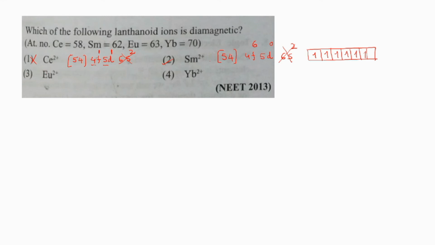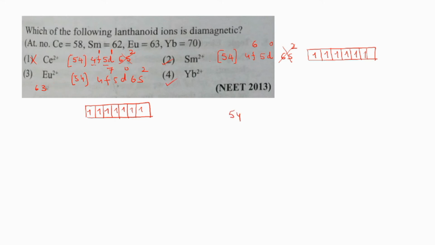What about europium? So that electronic configuration will be 54, then 4f, 5d and 6s. 2 electrons will be present in S subshell, and 0 electrons will be present in the D subshell. How many electrons will be present in the F subshell of europium? Atomic number is 63. 7 electrons will be present. All the F orbital will be singly occupied, correct? So due to the presence of these unpaired electrons, this also will be paramagnetic.